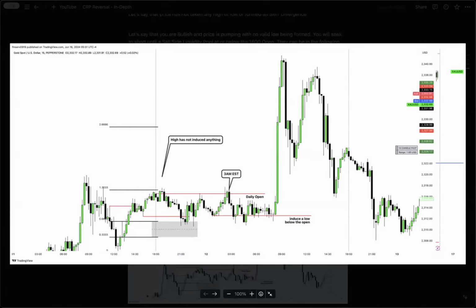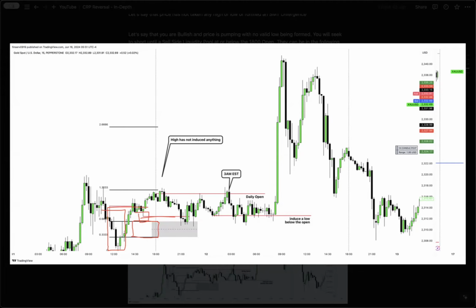All right, so here, what can you see? This high has not induced anything. In fact, this is where the inducement is, so it did not even take that high. Price comes into the doubling section. That's what the next video is going to be about. And you can see how price induced this low. This is the first introduction of liquidity into this manipulating range. That is your true inducement.